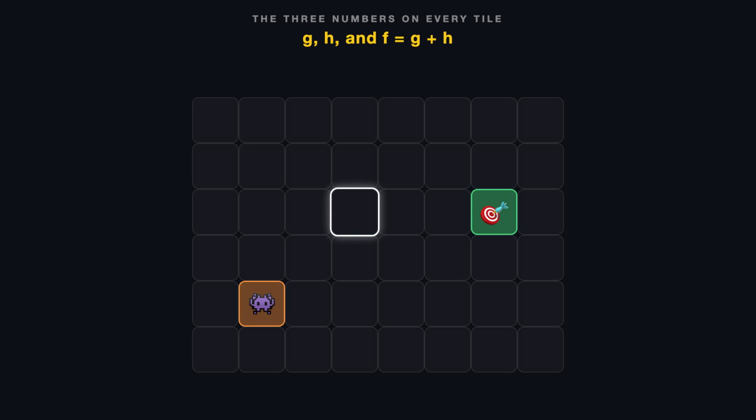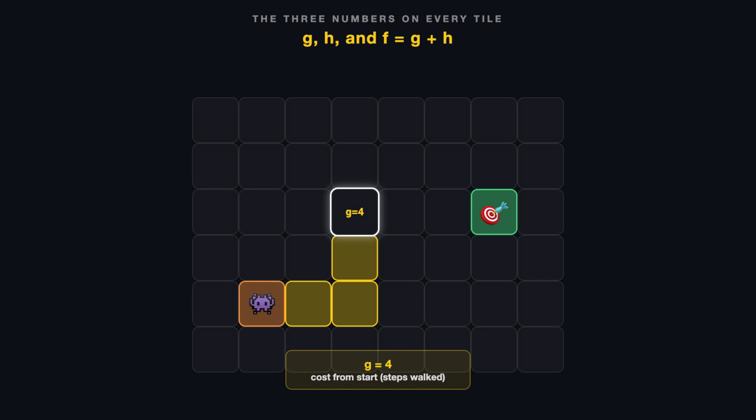Every tile A* looks at carries 3 numbers. Get these, and you get the whole algorithm. The first is G. G is the cost to reach this tile from the start, the number of steps we have actually walked to get here. Count the path, 1, 2, 3, 4 steps. So G equals 4.